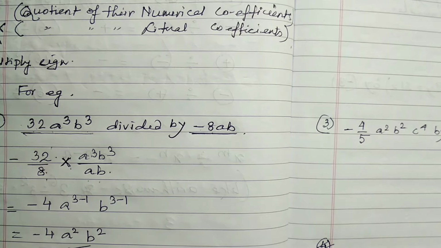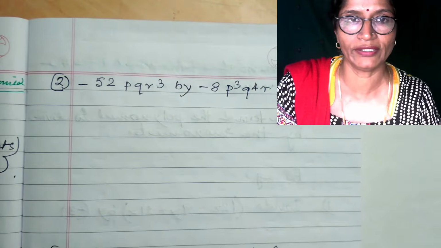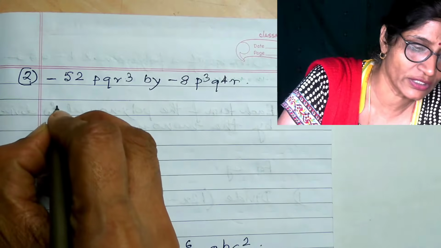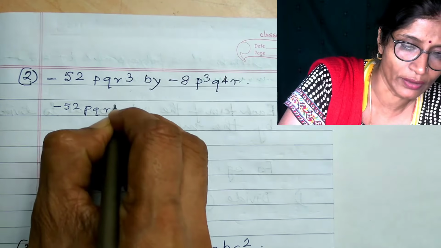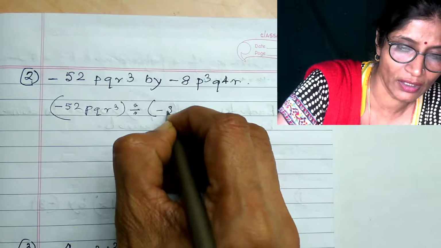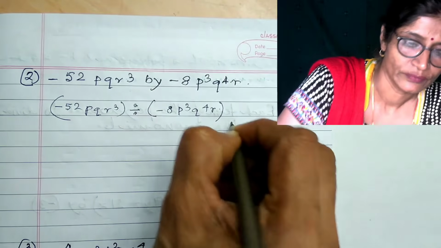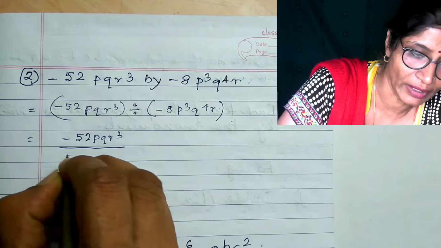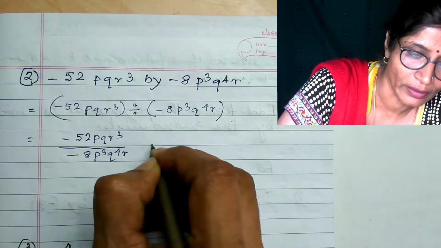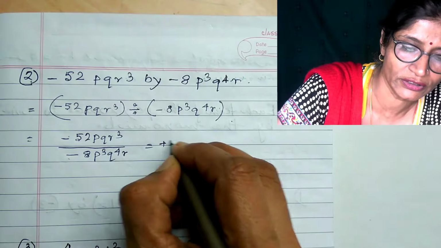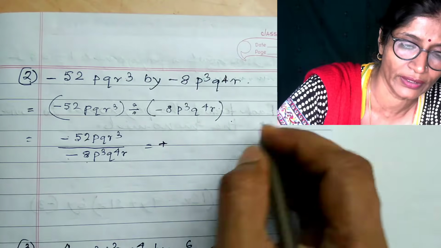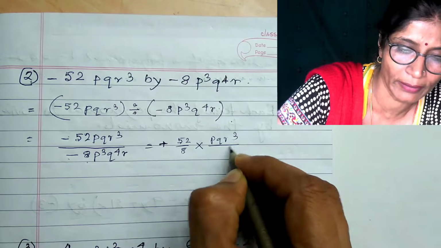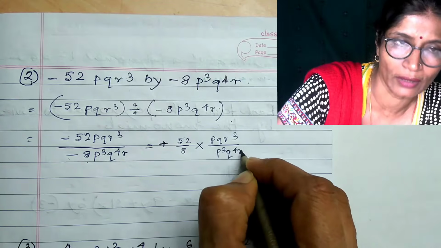So this is there. Now the next sum is again related to a monomial divided by a monomial. For example, minus 52 PQR cube divided by this. So it is actually minus 52 PQR cube divided by minus 8 P Q to the power 4 R. So that is equal to what? Minus minus is plus. And then actually it is 52 divided by 8. You can write directly, or you can write separately 52 by 8 into PQR cube divided by P to the power 3 Q to the power 4 R.